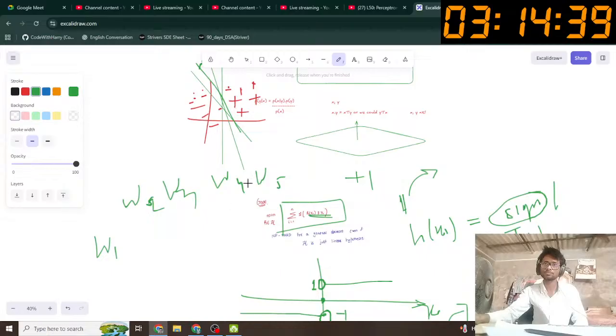Let's say w4 is the one which minimizes it. In fact, variable is not the right word, it is a parameter. So w4 is the parameter which minimizes this function. Then we are going to say, okay, w4 should be our parameter.